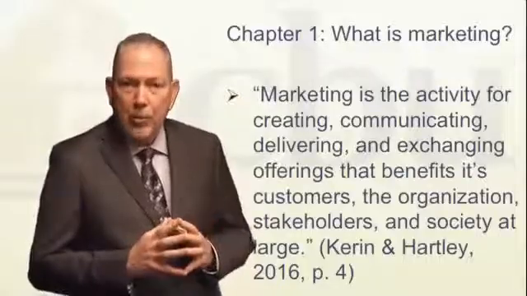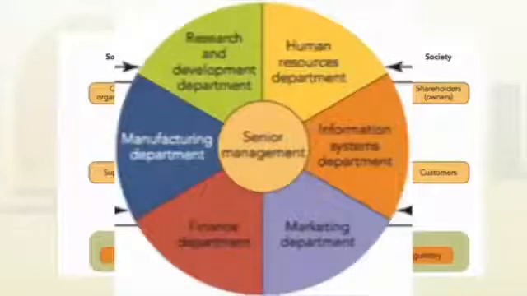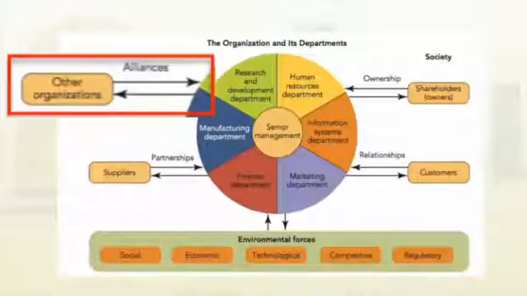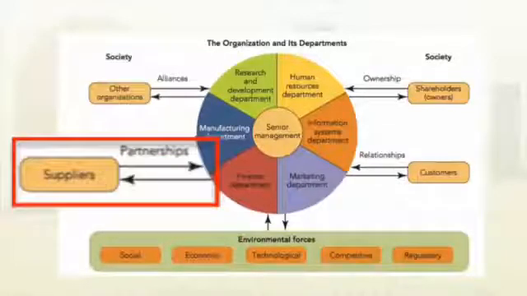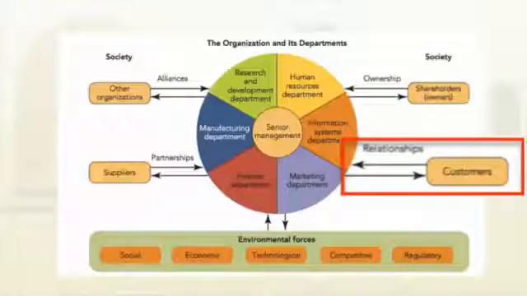Let's take a look at the different components of marketing. From this slide, we can see the number of different departments marketing managers and marketing agents relate to. In fact, your textbook on page 5 states that the marketing department both shapes and is shaped by the relationship with these internal and external groups. Think about it. For a marketing strategy to be successful, it must have, first, a strong alliance with other organizations. Second, strong partnerships with suppliers. Third, a company buy-in from all its shareholders. And fourth, strong relationships with organization customers.